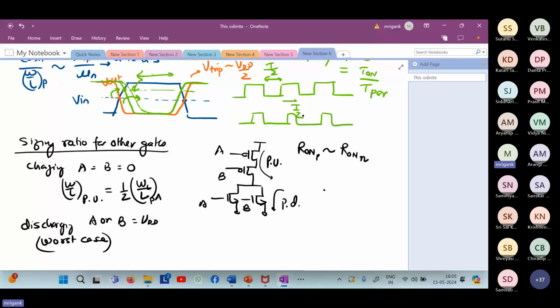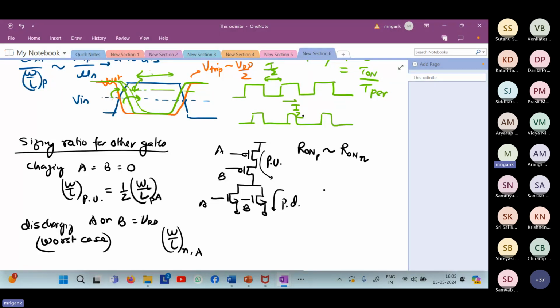And second case, in this case, it is simply W by L of A or B, but this is for N, A or B. So this is now effectively the W by L of the pull down network. That is the individual W by L of A equal to W by L of B is the effective pull down resistance for the worst case scenario.